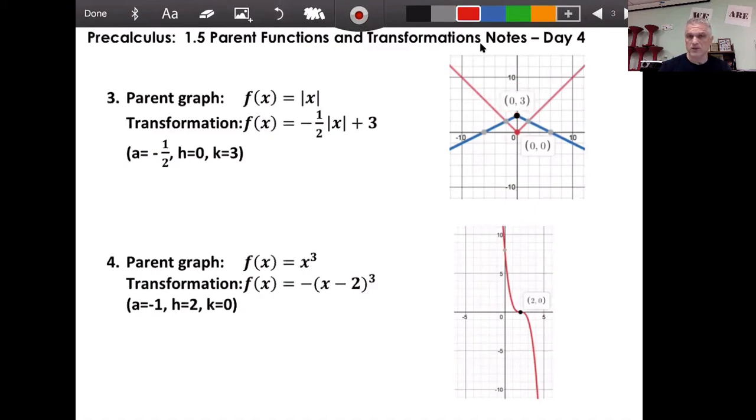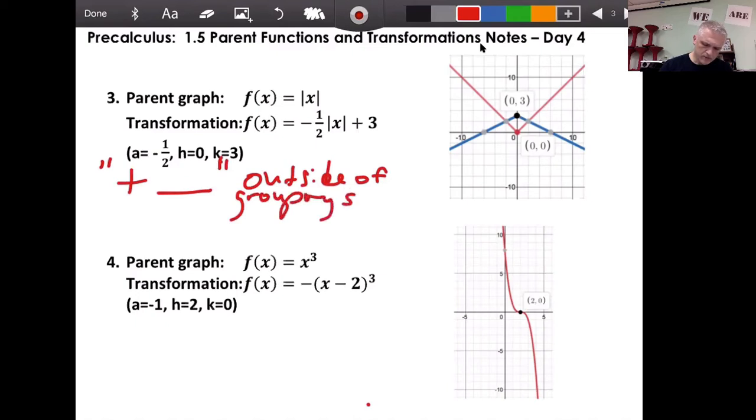Well, what's the difference? Obviously, it went up 3. So once again, there's a plus outside of the grouping symbol. If there is a plus number outside of the grouping symbols, we've gone over this before, then the plus indicates we're going to move up. So that plus three tells us we're going to move up 3 units.